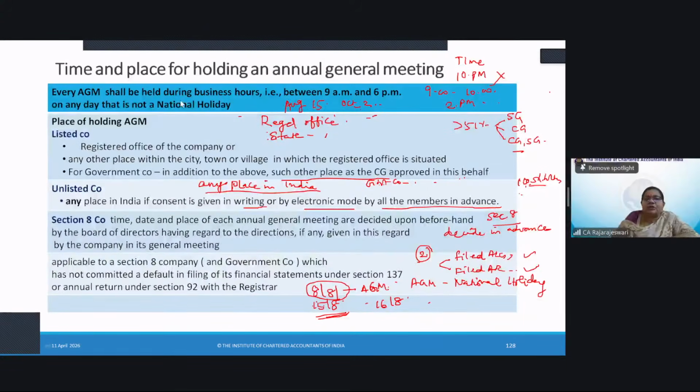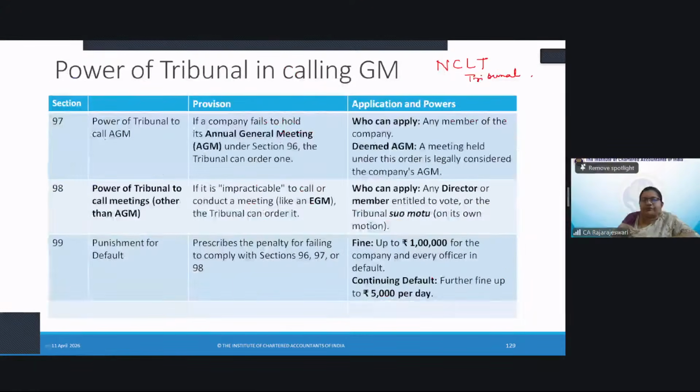But the law says it should not be held on a national holiday. So that holds good. Meeting includes the adjourned meeting also, because that is the date on which the meeting is held. So even that adjourned meeting also should not be held on a national holiday. That is very important. Then we were talking about the power of the tribunal in calling the general meeting.